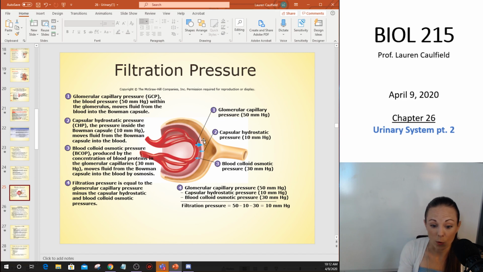On the opposite side of that coin, if we have a very high blood pressure, okay, we're going to increase this glomerular capillary pressure. Okay, these two aren't really affected. If we have a very high blood pressure, okay, then we are going to force more fluid out into the capsule, which means we're going to generate more filtrate. Okay, so that filtration pressure is going to be important for determining the amount of filtrate that we are producing, as well as how fast we are producing it.